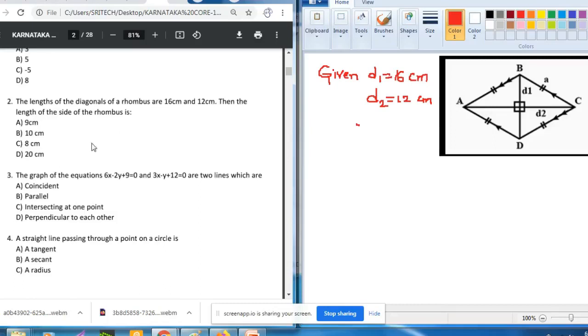Second question, the length of the diagonals of a rhombus are 16 centimeters and 12 centimeters. Then the length of the side of a rhombus is. We all know that diagonals of a rhombus cut each other at 90 degrees. So this one I am assuming as O, and it will be 90 degrees. D1 is given as 16 centimeters. BD is 16. Obviously, BO will be half of 16, which is 8 centimeters. D2 diagonal AC is 12, and OC will become half of 12, which is 6. Based on Pythagoras triplet, 6, 8, and the hypotenuse will become 10 centimeters, which is the side of a rhombus. Correct option for this question is 10 centimeters.